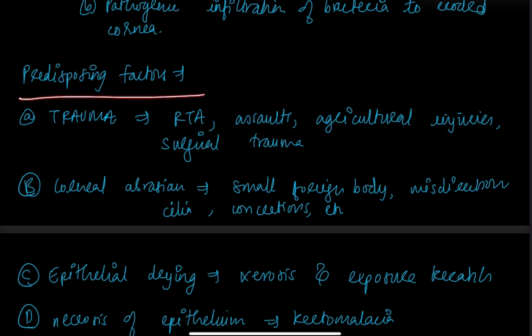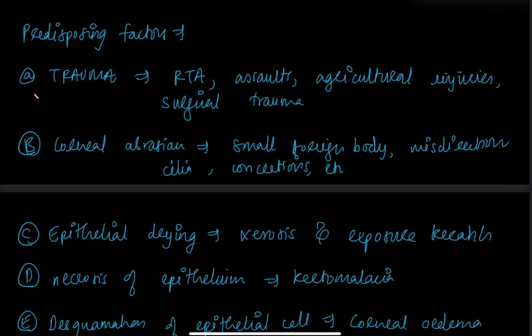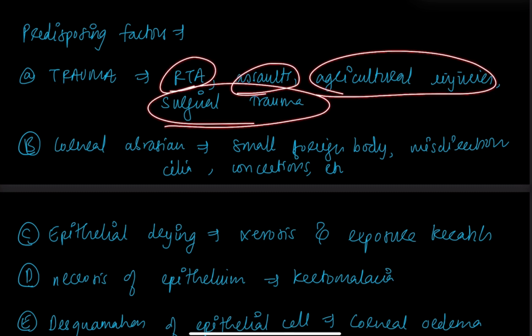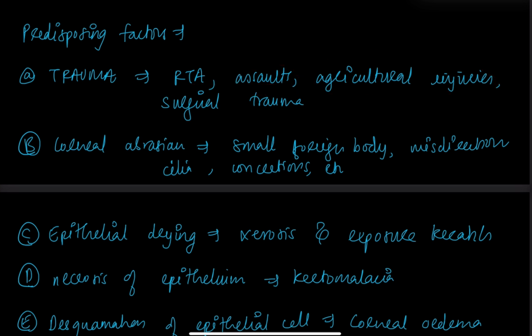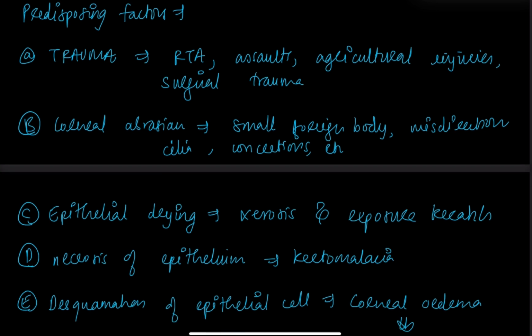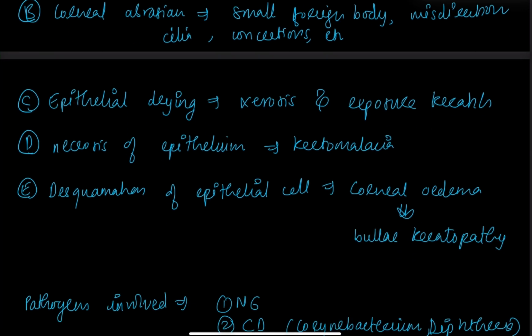Next, what are the predisposing factors? The first predisposing factor is trauma. Trauma can be road traffic accident, assaults, agriculture injuries, or surgical traumas during any surgical procedures. These are traumatic injuries which will cause discontinuity of the cornea. Or it can be corneal abrasions like small foreign body, misdirection of cilia, any constrictions, etc., which can also cause corneal injury. Or it can be because of epithelium drying as seen in xerosis and exposure keratitis, or it can also be necrosis of epithelium known as keratomalacia.